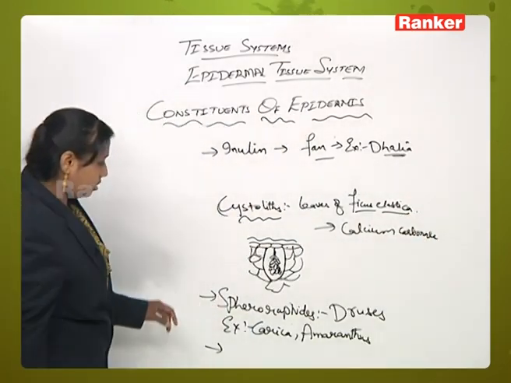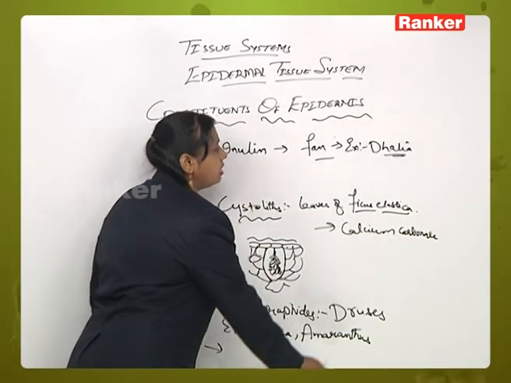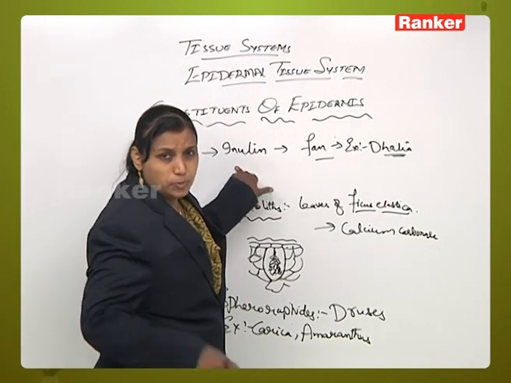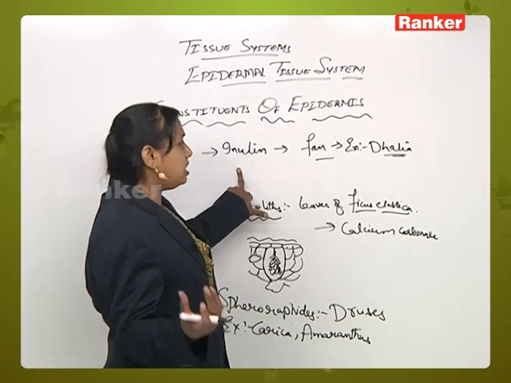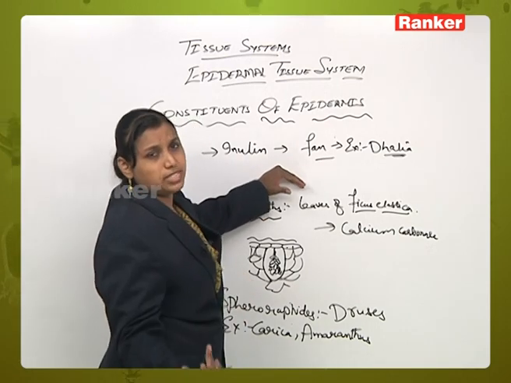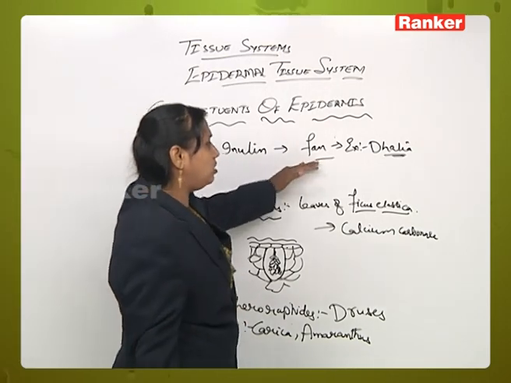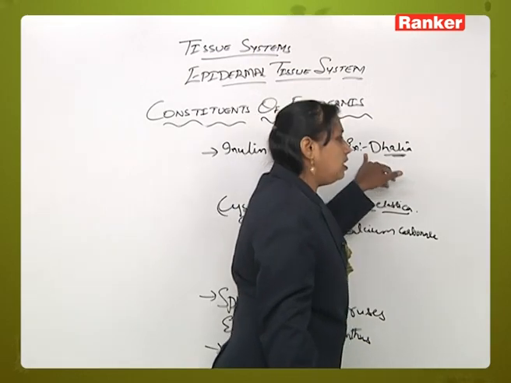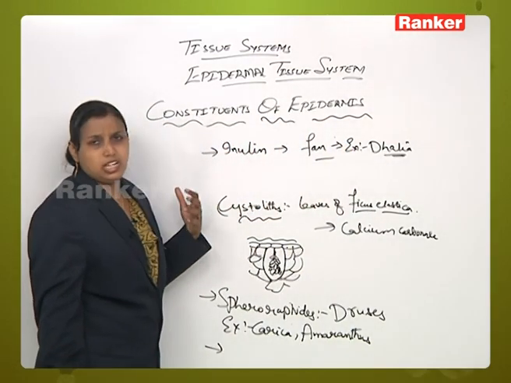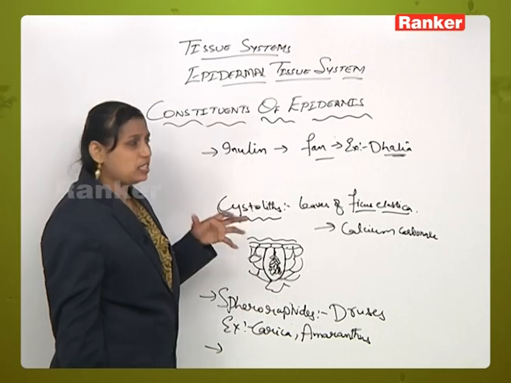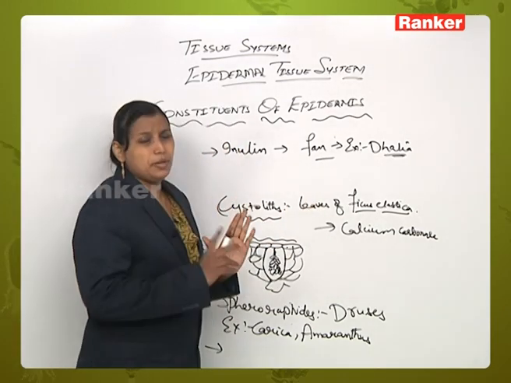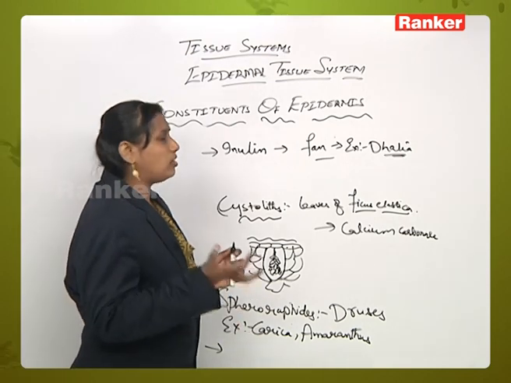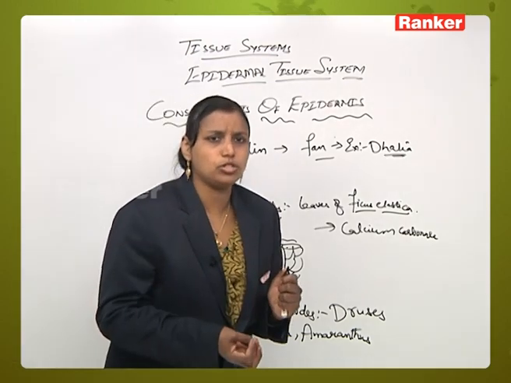And another example of sphaeraphides is Carica, Amaranthus. And there are some more specialized epidermal cells where the deposition or storage of inulin occurs, and the shape of that epidermal cell is in the form of a fan, and those are examples of dahlia. So why are we studying these special epidermal cells? Because all these special epidermal cells have a major impact, or are more significant, in the classification of the plant.